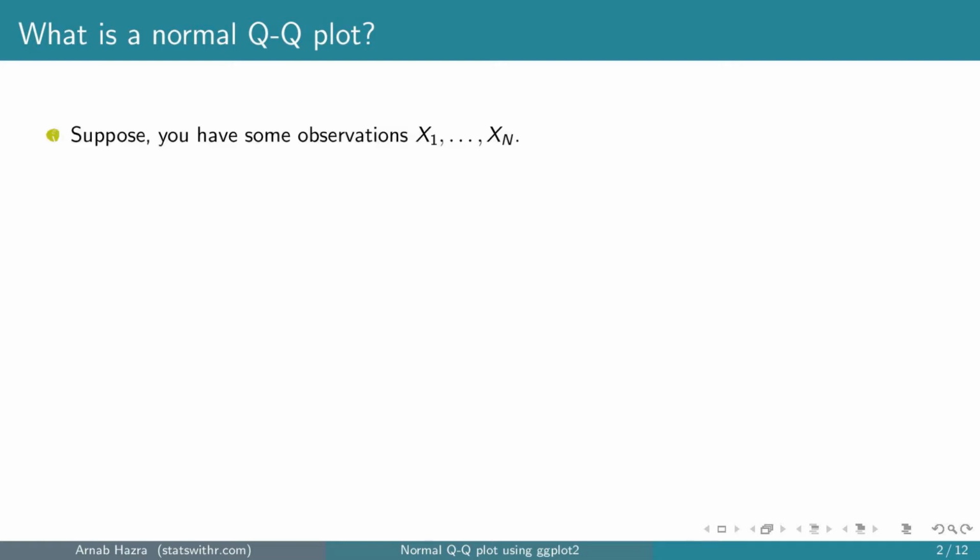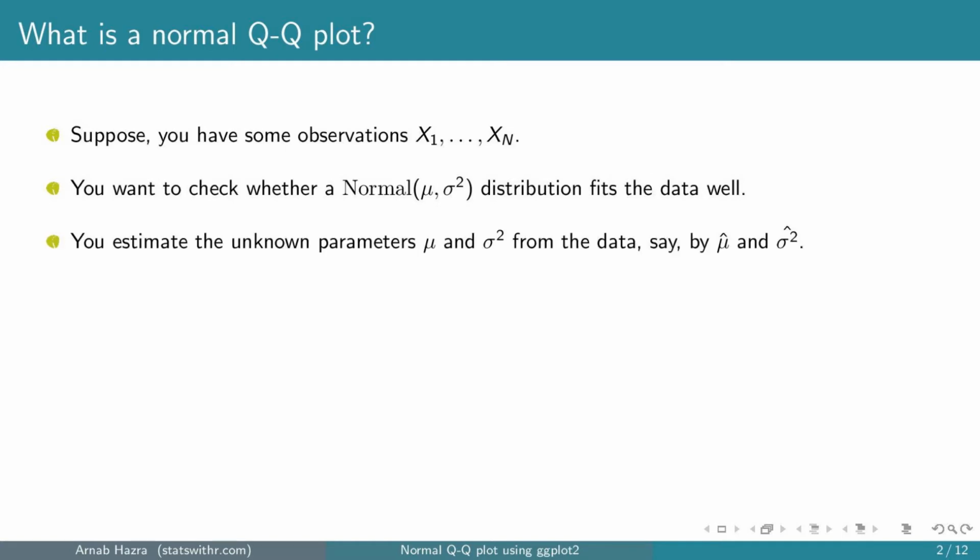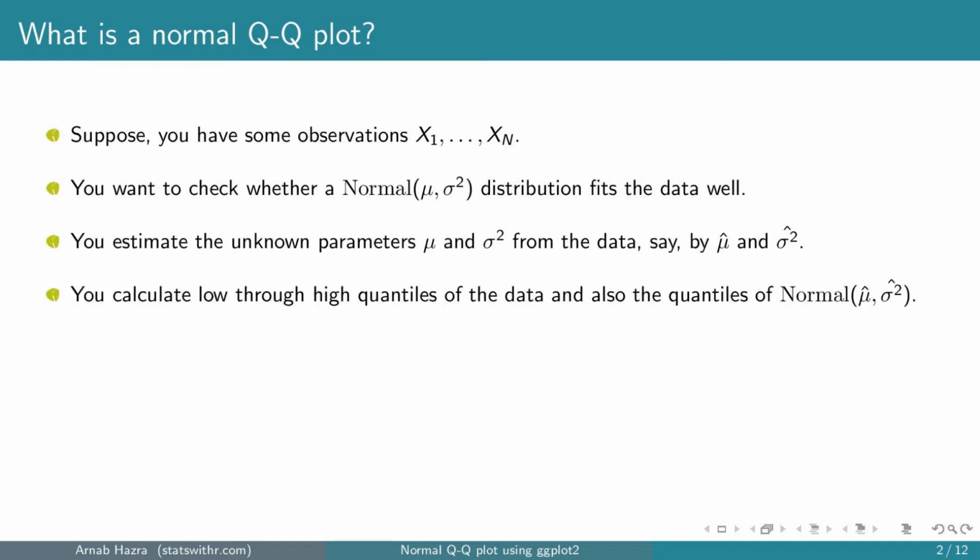Suppose you have some observations x1 through xn, and you want to check whether a normal distribution fits your data well or not. The first step of a normal qqplot is fitting a normal distribution to your data, and estimating the mean and variance parameters. Next, you calculate low through high data quantiles and also the corresponding quantiles of the fitted normal distribution.